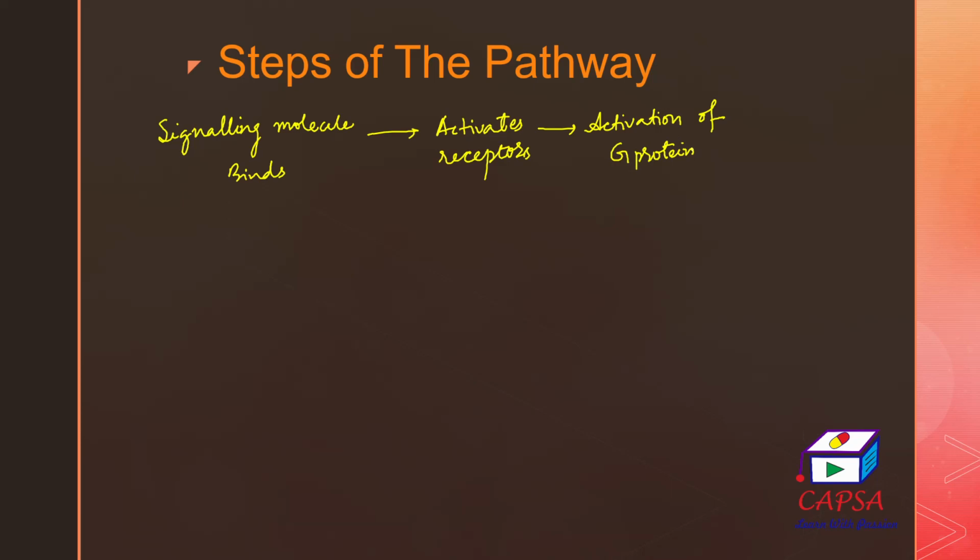This G protein then activates the adenylyl cyclase enzyme, which then synthesizes the cyclic AMP. As a result, cyclic AMP level increases. Increase in the cyclic AMP causes binding to the target protein.